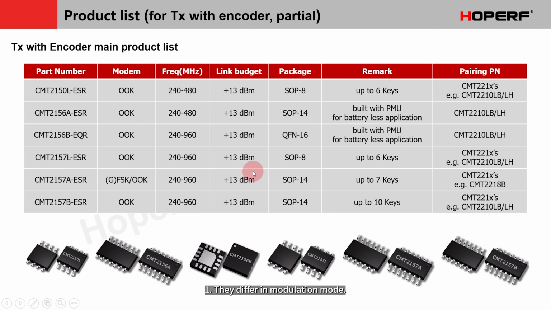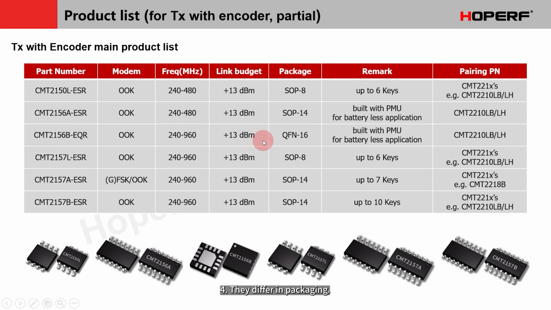1. They differ in modulation mode. We will introduce these functions in the following, while others also support FSK. 2. They vary in supported frequency range. Some cover the low frequency band of 240 MHz to 480 MHz. Others cover the full frequency band of 240 MHz to 960 MHz. 3. All have a maximum transmit power of plus 13 dBm.